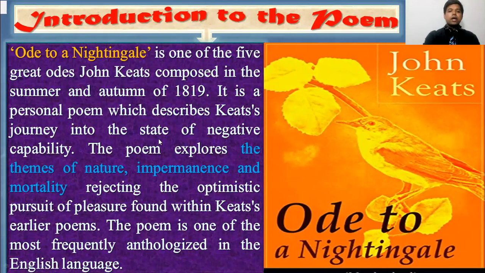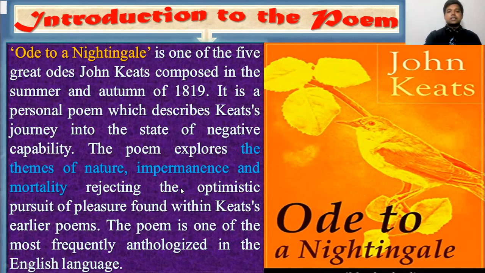Basically, in the poem you have the negative capability that suggests pessimism. So a pessimistic idea you will find from this poem, and the poem explores the theme of nature, impermanence, and mortality. This is the basic idea from the poem. Permanence is longer lasting, or impermanence is short living. So as a human, as a living being, there is no permanence, or no permanent activity or survival on earth. So this type of idea you will find. That means mortality, that means death.